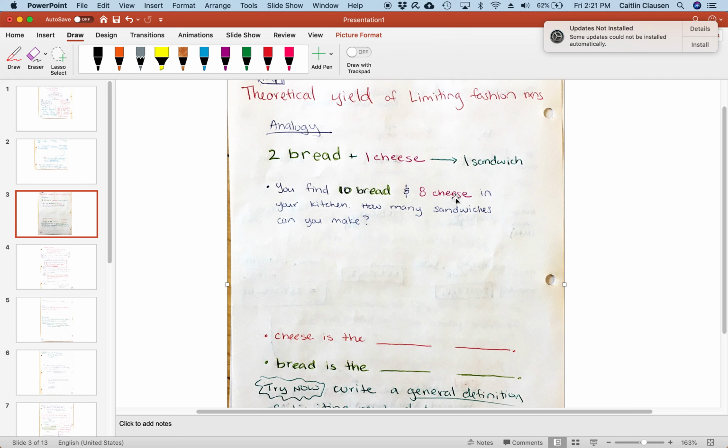Most of you probably were like, well, you can make 8 sandwiches, obviously, because you got 8 pieces of cheese. True, but let's figure out the logic behind that thinking. It's logic that our brains did so quickly that we're probably going to have a hard time describing it.